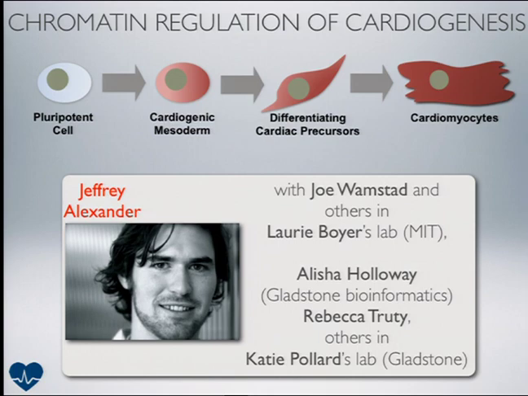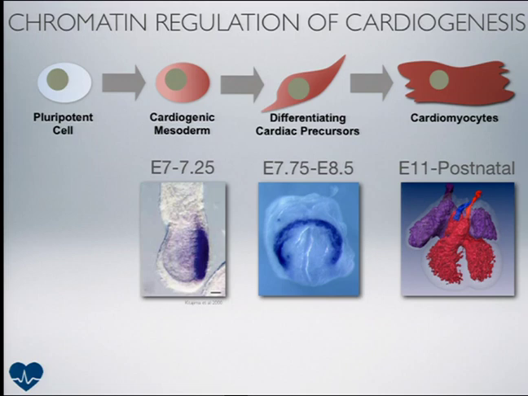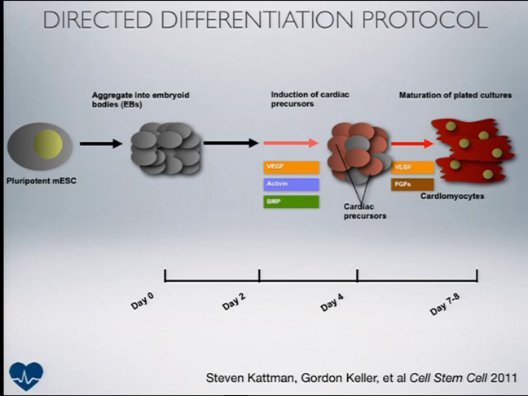And so the first thing we had to figure out is how to get the cells that we wanted to study. If we want to study cardiogenic mesoderm, well, we have to deal with embryos that are about a millimeter wide and that have only a couple hundred cells, and same thing for the other stages. It's a very challenging thing to do. So what we turned to was a directed differentiation protocol that was developed in Gordon Keller's lab that basically, using the addition of different molecules at different concentrations at different times, mimics the conditions that a cell goes through in normal cardiac differentiation.